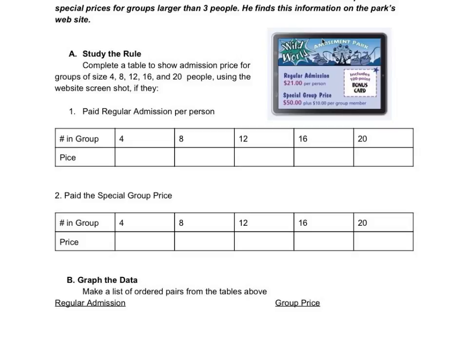And the second table is we are going to act as though that group of people is paying the special group price. So what I would like you to do is to try and complete the table on your own. So pause the video, and then once you start it back up, you'll be able to see my answers to the table, and we'll discuss a little bit about how I found those. So go ahead and pause now and fill it in.